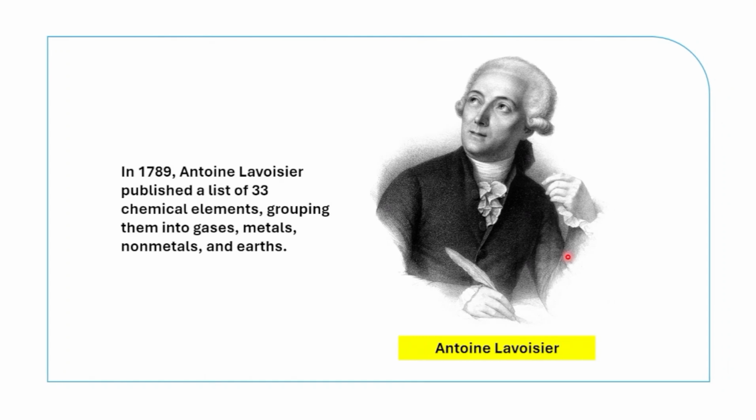So we are going to start with the history of the progress of the periodic table. In 1789, Antoine Lavoisier published a list of 33 chemical elements, grouping them into gaseous, metals, nonmetals, and earths. This was the fundamental start of the journey of the modern-day periodic table. That was started in 1789.